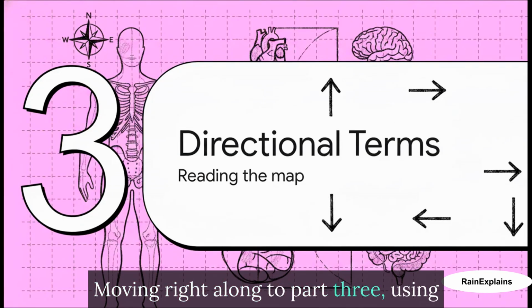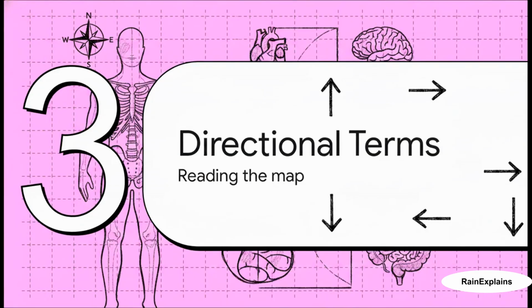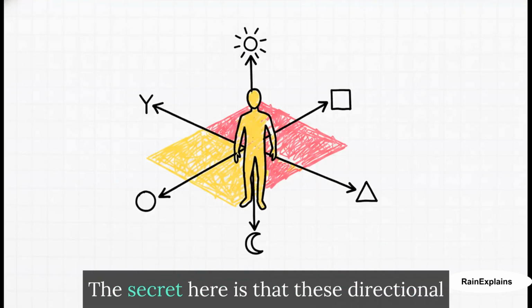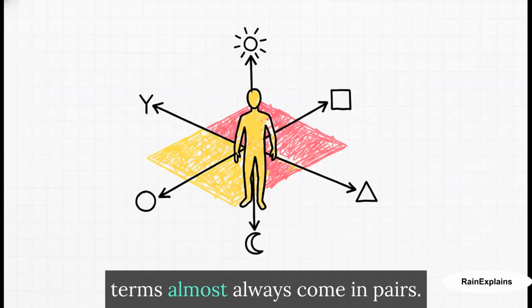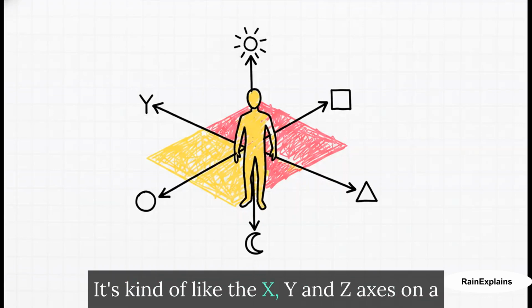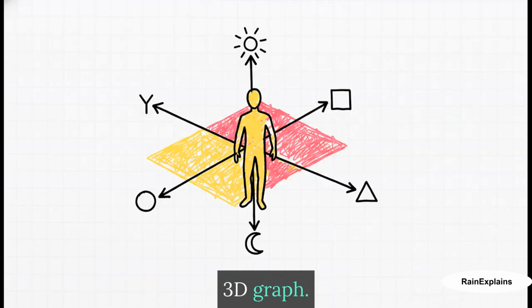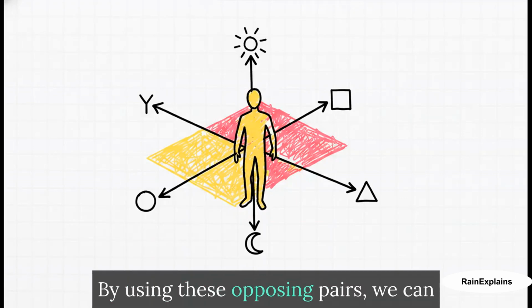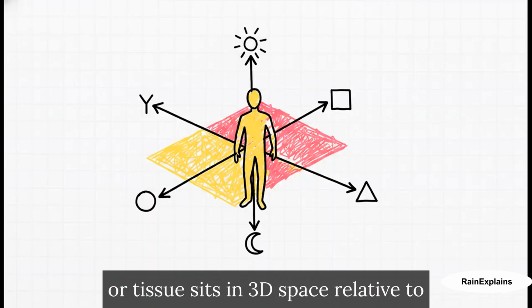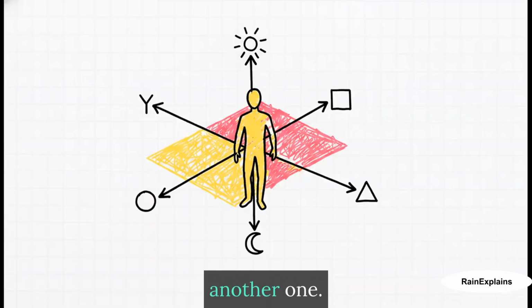Moving right along to part 3, using directional terms. Now that we have our compass, how do we actually read the map? The secret here is that these directional terms almost always come in pairs. They're binary opposites. It's kind of like the X, Y, and Z axes on a 3D graph. By using these opposing pairs, we can precisely pinpoint where one organ, bone, or tissue sits in 3D space relative to another one.